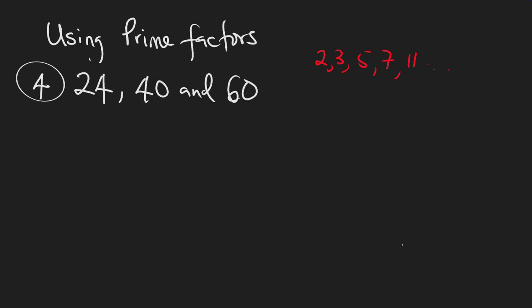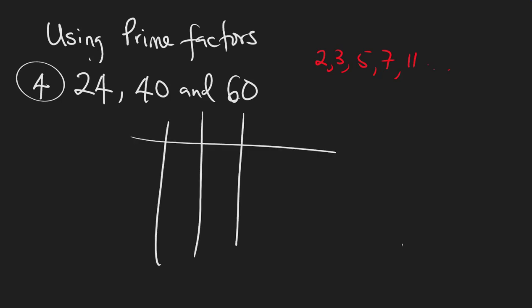All right, this is the fourth question. We have to find the lowest common multiple, or the least common multiple, of 24, 40, and 60 by prime factors. So as usual, we draw a line. We have 24, 40, and 60. Is there a number that 2 can go into? Of course, yes, 2 can go into all of them, because this ends with 4, this one ends with 0, and this ends with 0.